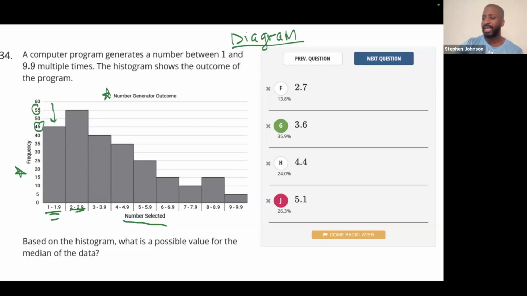So the question says, a computer program generates a number between 1 and 9.9, right? So that represents all of the possibilities down here, multiple times, right? That's our frequency. That's the multiple times thing. The histogram shows the outcome of the program. We see that, all right? So I'm going to erase all that. We do see that in the diagram. The question says, based on the histogram, what is a possible value for the median of the data?